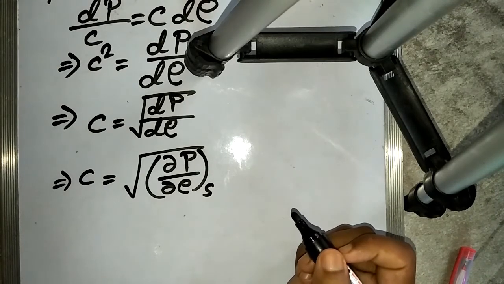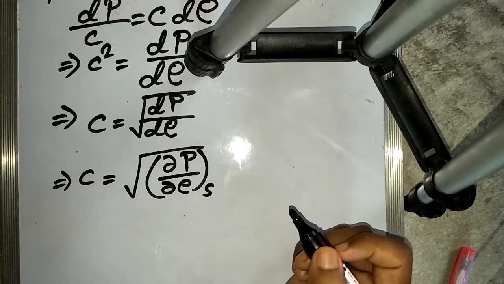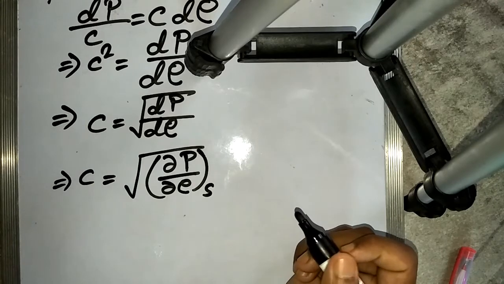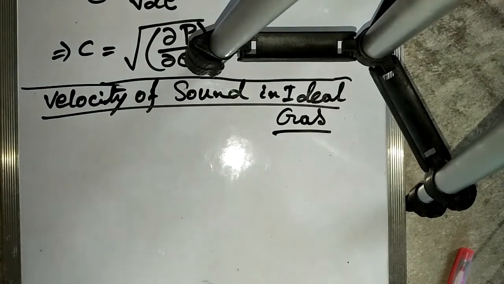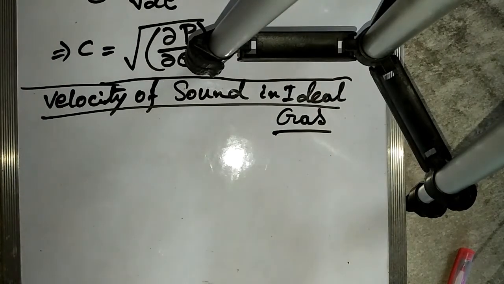Okay, so we know that no fluid is truly incompressible. Also, liquids show little change in density. The velocity of sound in common liquids is of the order of 1650 meters per second.